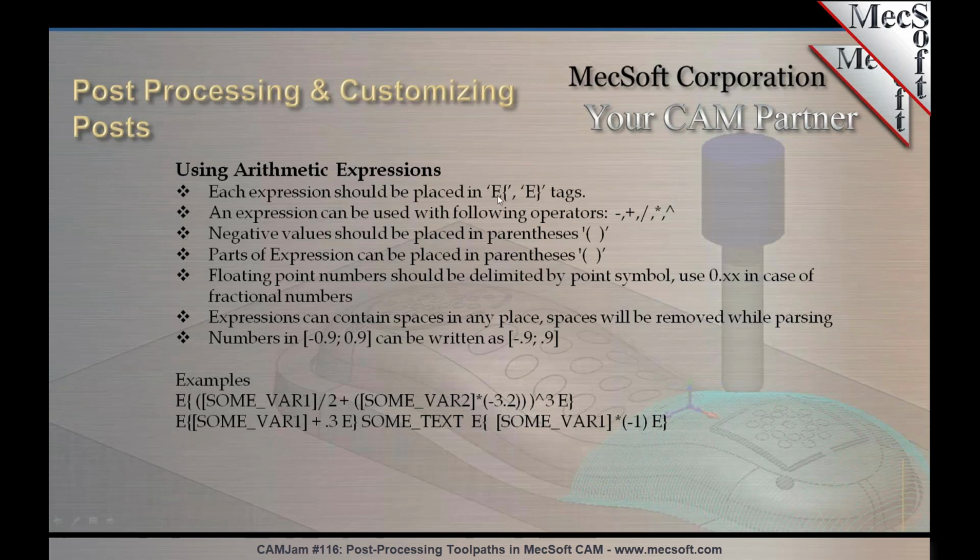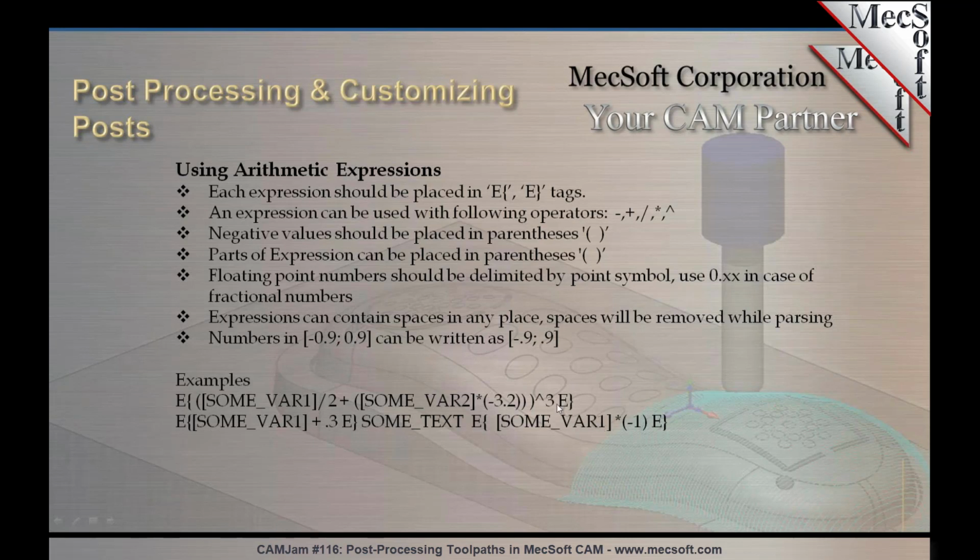So these are the rules in here. You can make sure that the expressions are placed in the tags within the brackets, and it marks the beginning with an E and ends with an E for expression. You can specify negative values that need to be in parentheses. Parts of an expression can also be placed in parentheses. Instead of fractions, you want to use decimals. In here, like instead of typing a quarter of an inch, you type in 0.25. And you can also have spaces. Those will be removed while it's being parsed. And then numbers can be entered either as 0.9 or as .9, for example.